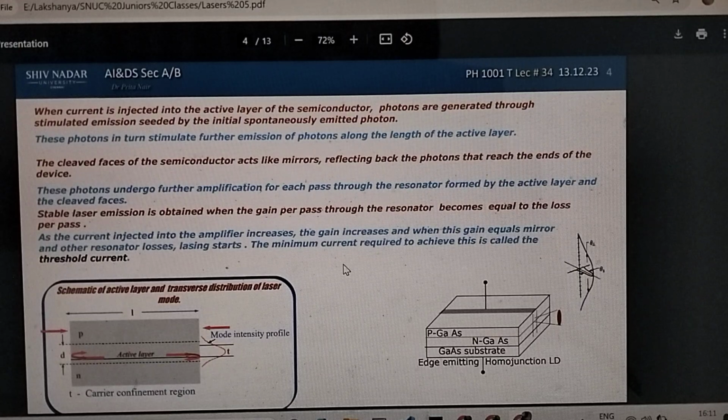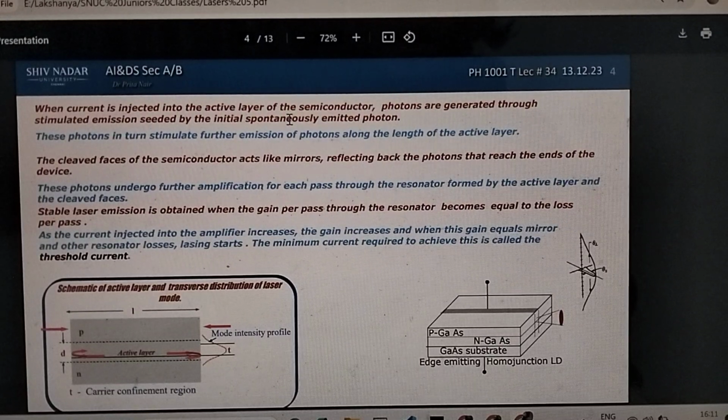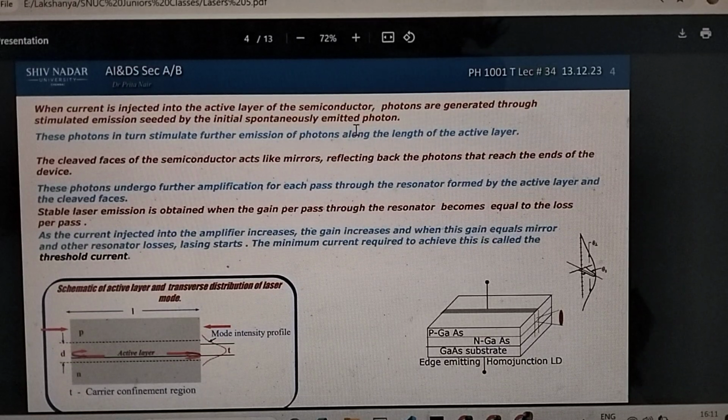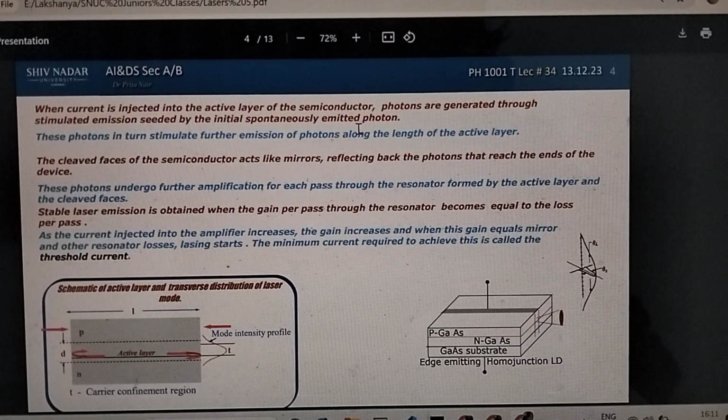When current is injected, photons are generated through stimulated emission seeded by the initial spontaneously emitted photon. Initially there is a spontaneously emitted photon because of your recombination that triggers stimulated emission. These photons in turn stimulate more photons. So stimulated emission photons, like we already know, trigger more stimulated emissions.